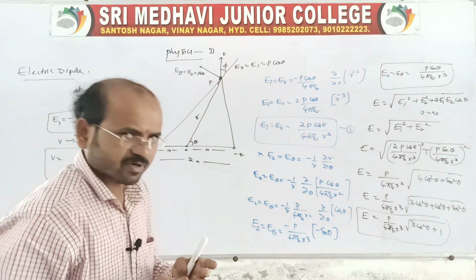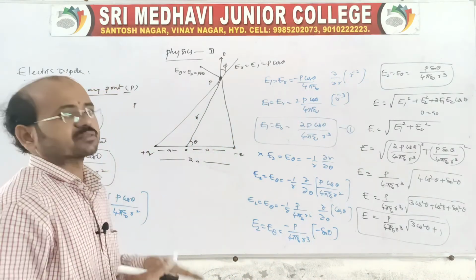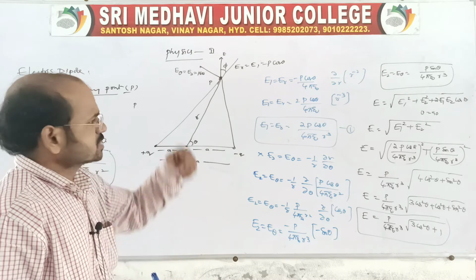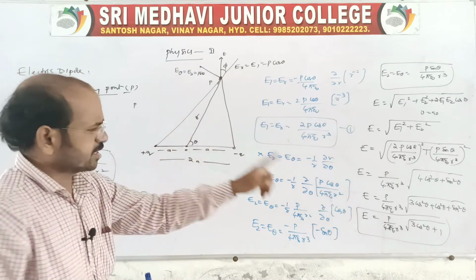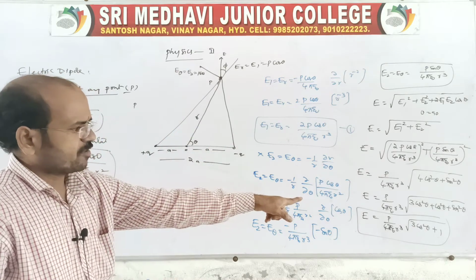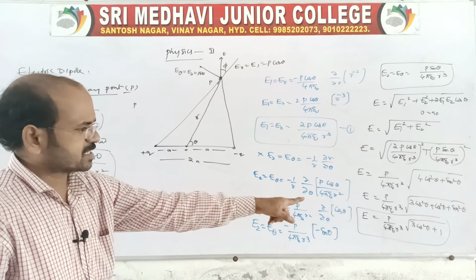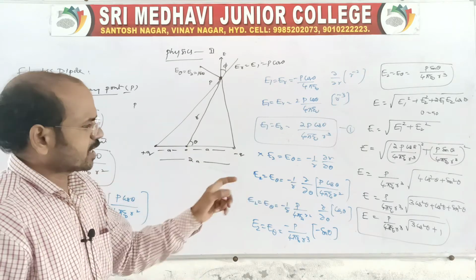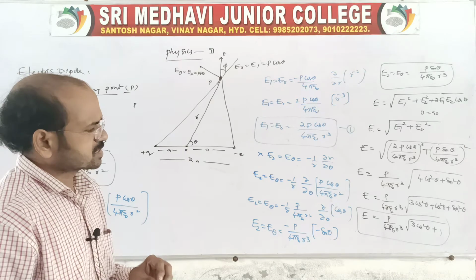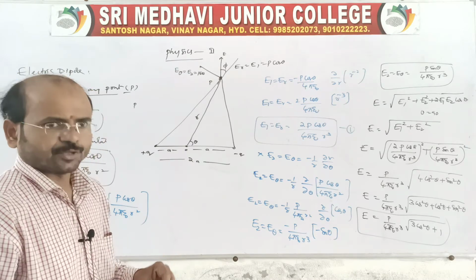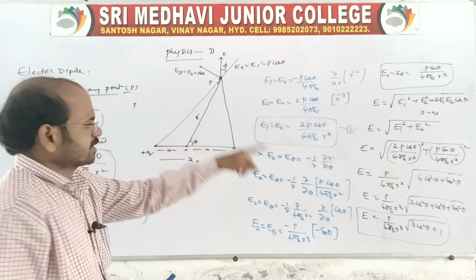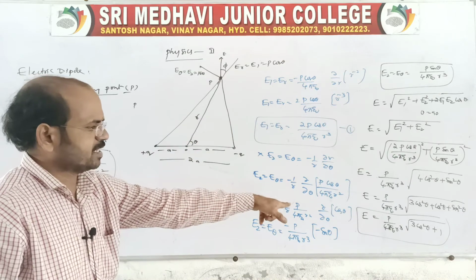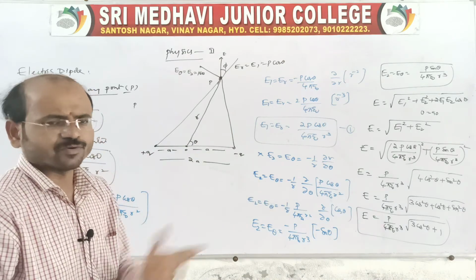Of course it is not required for IPE, but we should know, because there are 3 cases. Suppose you want the field on the axial line: cos 0 will be 1, so 3 plus 1 under root, and we get 2p by 4 pi epsilon naught R cube. On the equatorial line, theta is 90, cos 90 is 0, and we get p by 4 pi epsilon naught R cube. Of course we get the same result.